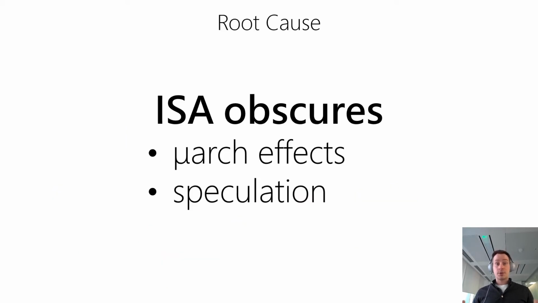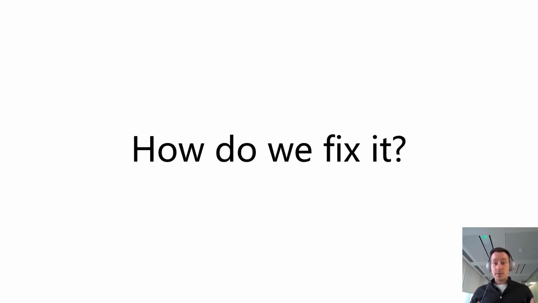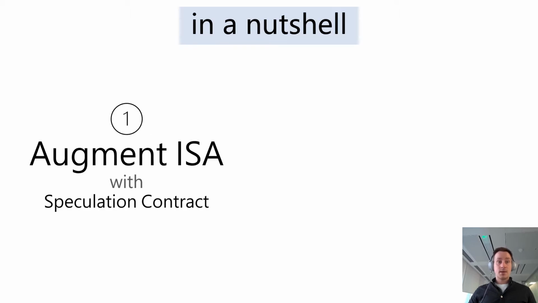Now to summarize, we have two issues: that ISA hides the microarchitectural effects and that it hides speculation. But now, how do we fix it? What do we do about it? Here's our solution in a nutshell. It consists of two parts.